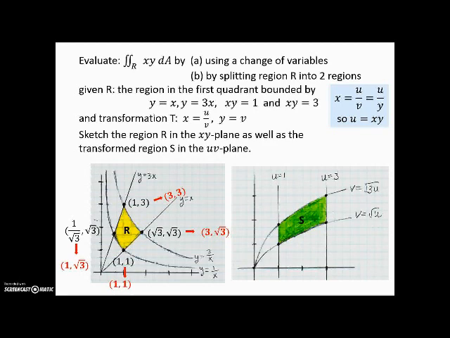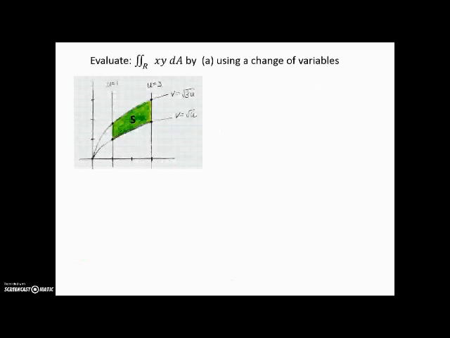So we've done the drawings, and now we're ready to integrate with respect to u and v. So here we have S, and we're going to integrate u from 1 to 3, and we're going to integrate v from root u to root 3u. And we need to substitute for the integrand xy, which is just equal to u. And now we need to do something about dA.